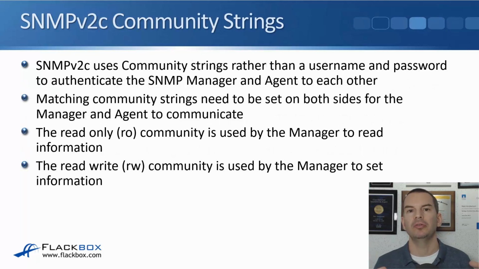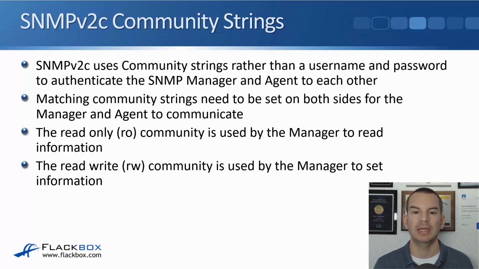So talking about the authentication in version 1 and version 2C, it uses community strings rather than the normal username and password that you're used to. So the community string is used to authenticate the SNMP manager and the agent to each other. It acts just like a password, and the same community string value has to be set on both the agent and the manager. That's how they authenticate to each other. There are both read-only and read-write community strings.